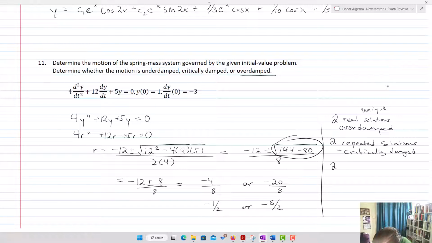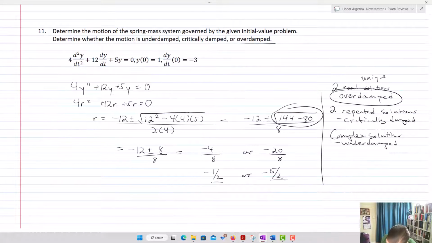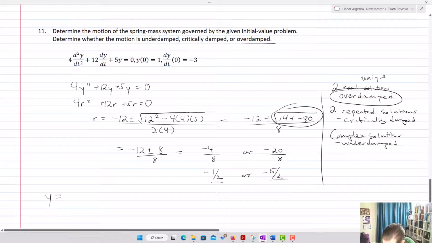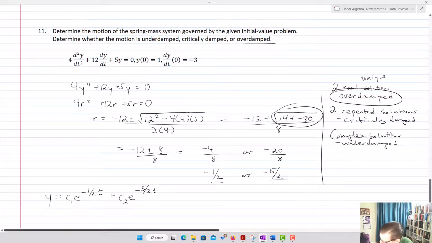And then if we, on the other hand, have complex solutions to the auxiliary polynomial, what we have is an underdamped system. And so that makes that underdamped. Okay? In this case, I've got two real solutions, and so I have an overdamped system. My overdamped system, by the way, has a solution of y equals c1 e to the negative 1/2 t plus c2 e to the negative 5/2 t. And so now that sets me up for my general solution.